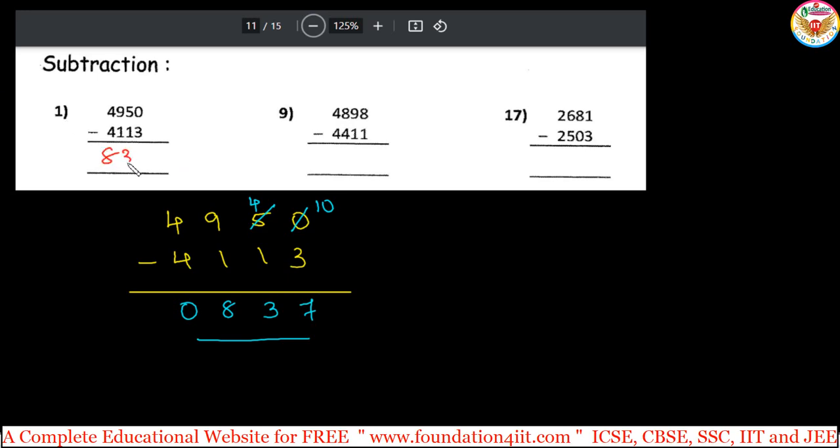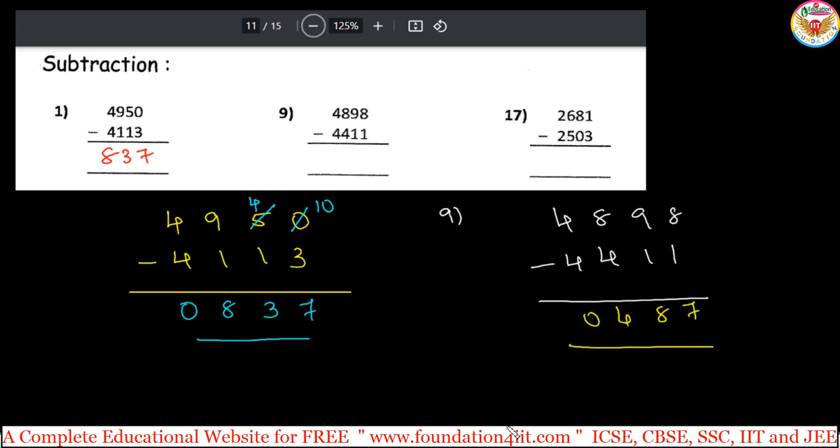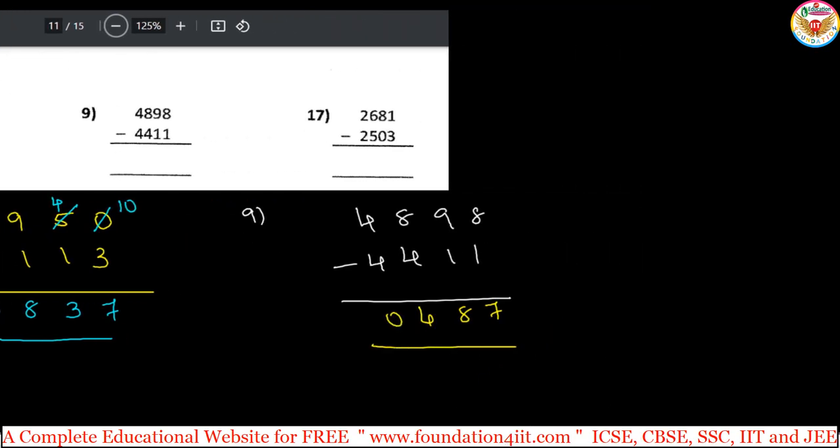Okay, 837. Next one. See some more examples. So you have a full page, you can practice, even page number 12, 13, similar we have, and some self-test is also there in this video. Right. Ninth one. 4898 minus 4411. So directly we have 8 minus 1, 7, is 8, 4, 0. Direct questions. So we are not borrowing anything.